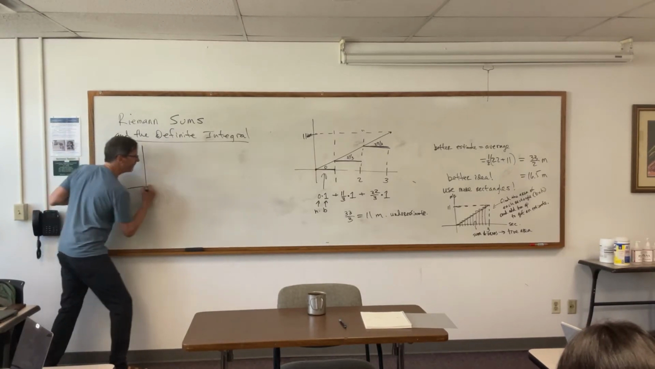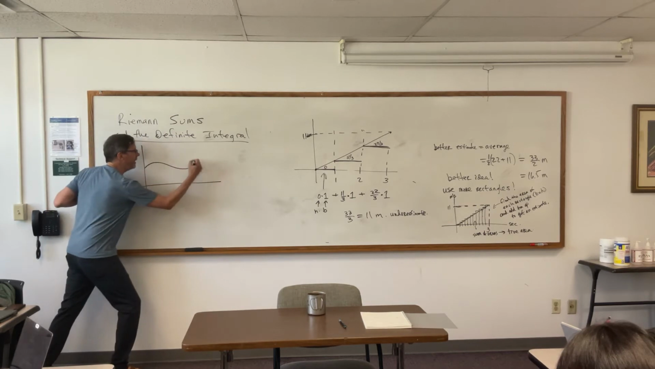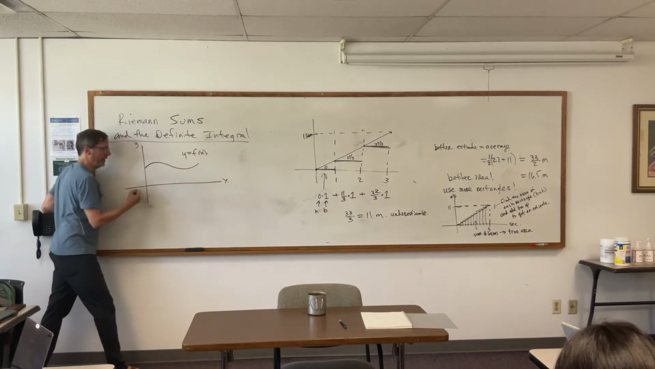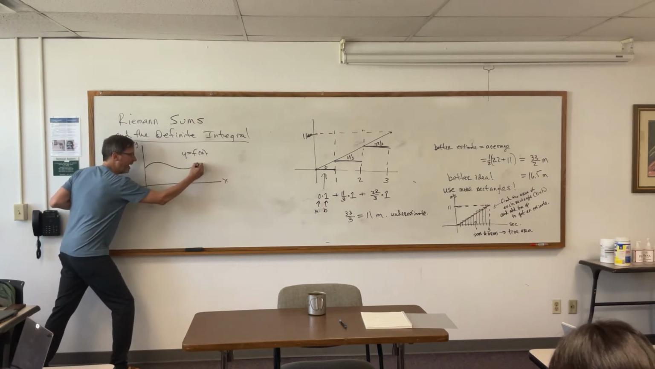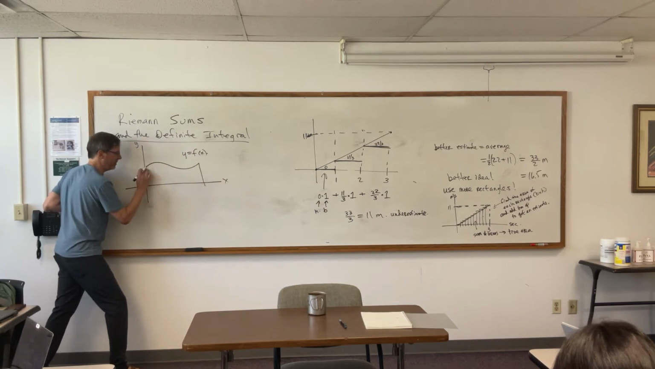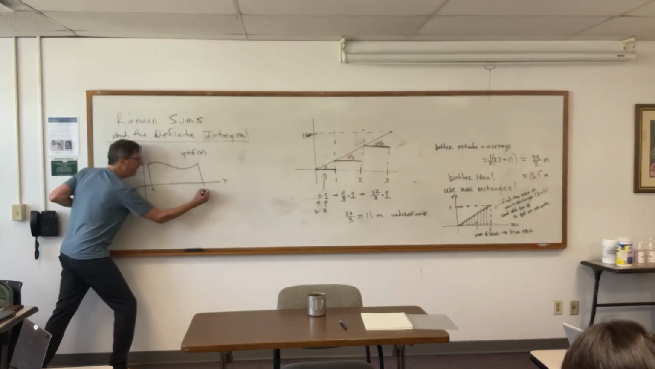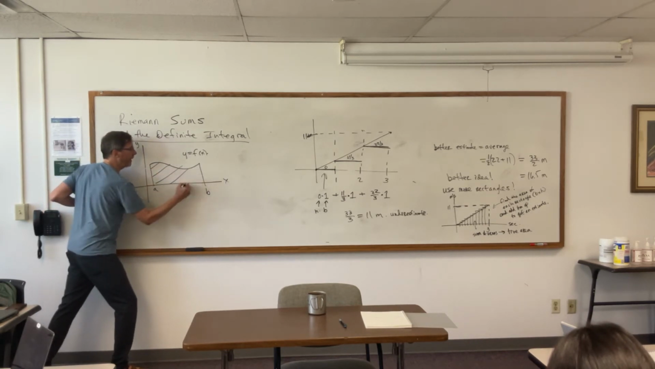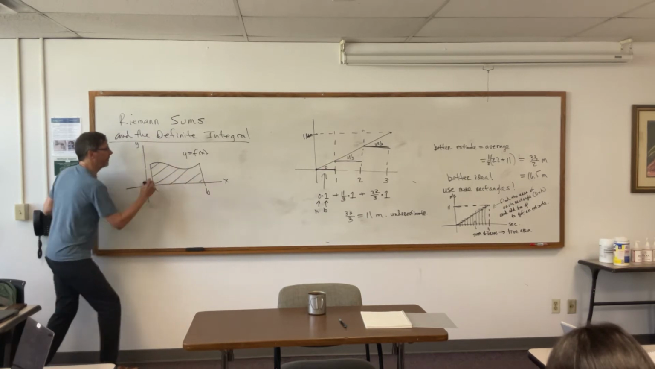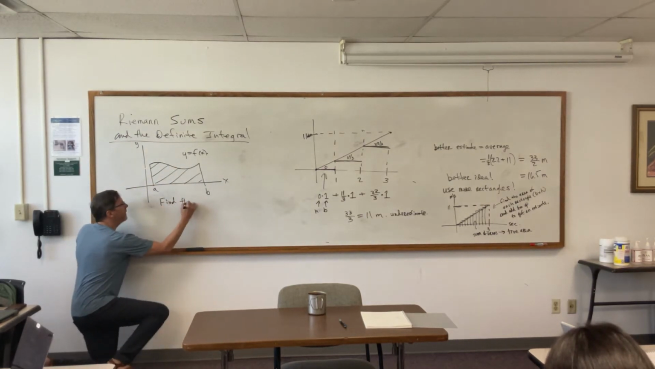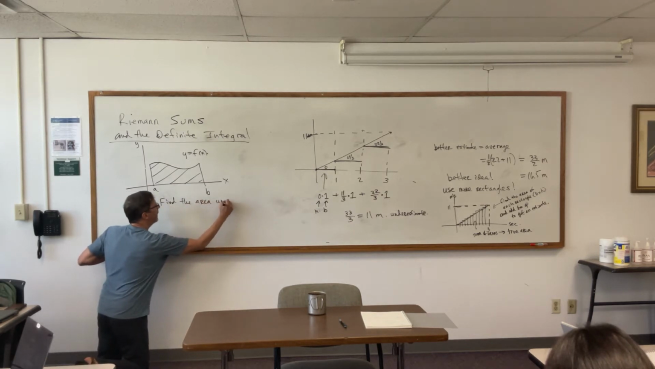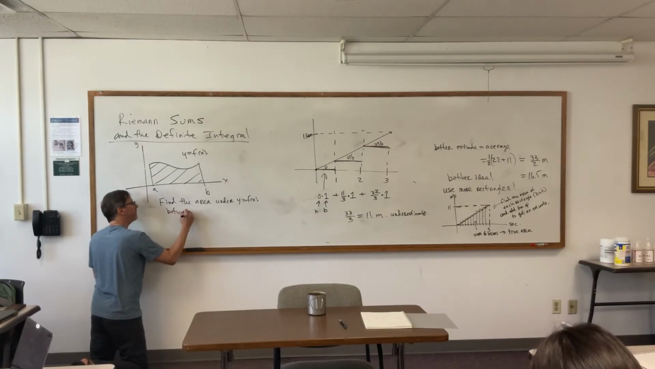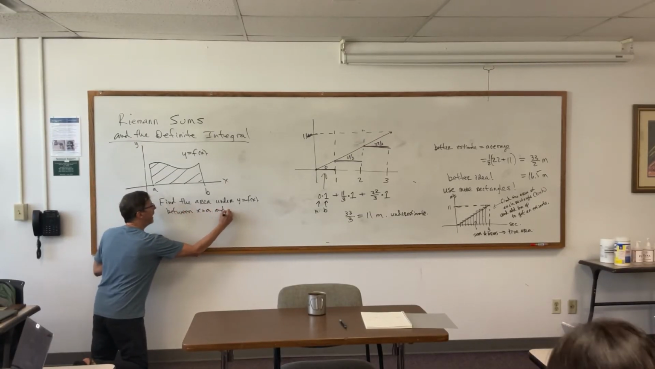So, I've got y equals f of x. Here's y, here's x. I've got a function: input, output, represented as a graph. Let's cut it off a little bit earlier. Let's say a to b. I want this area right here. Find the area under y equals f of x between x equals a and x equals b.